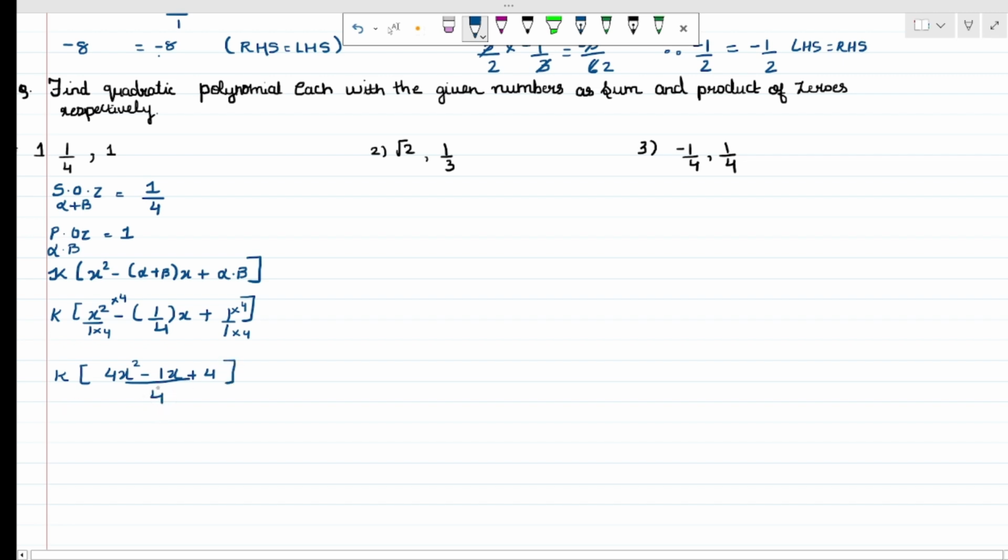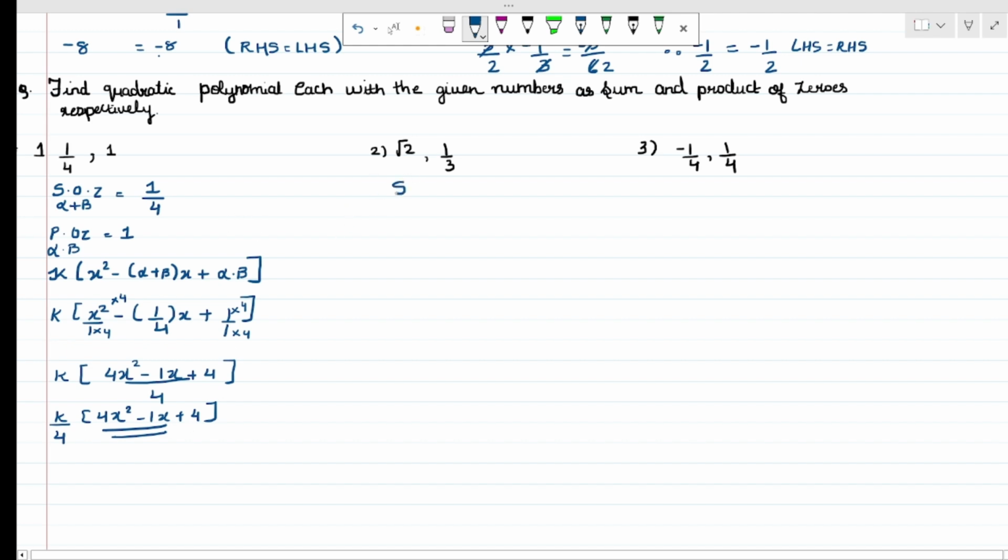Clear? Now I am taking this 4 as common out. So I can write it down as k by 4 is equal to 4x square minus 1x plus 4. Yes. What is my quadratic equation? My quadratic equation becomes 4x square minus 1x plus 4. Okay, so let's move on to the next.